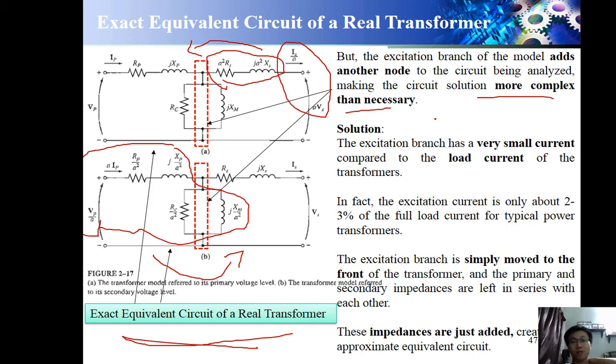So what we need is a solution. This is the solution. The excitation branch has a very small current compared to the load current. The current here will be very small. In fact, the excitation current is only about 2 to 3%. So what we need to do is simply move the excitation branch to the front. So we can move to here, or we can move to here. Same as well, we can move to here, or we can move to here. Move to here means we can move to this one.